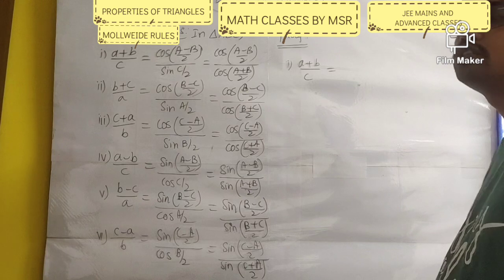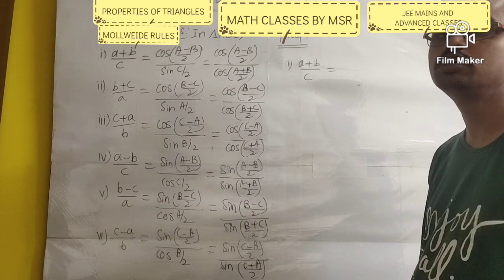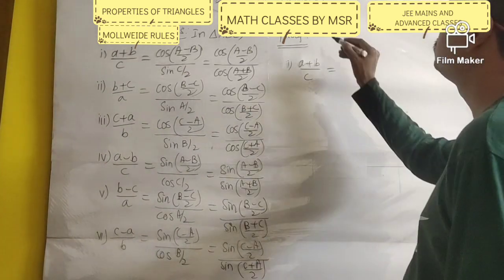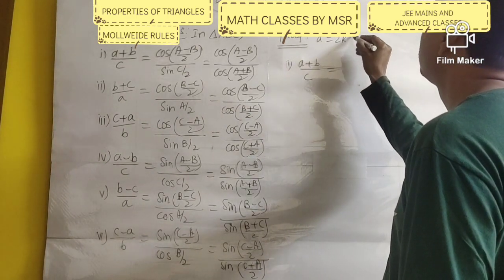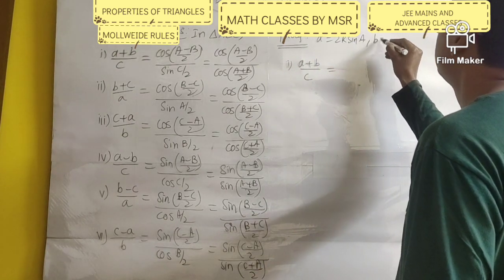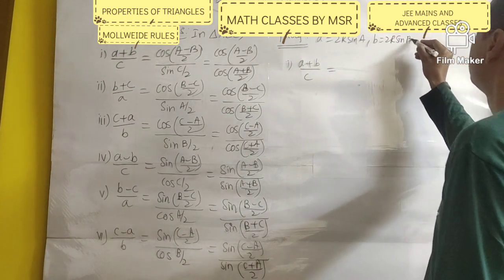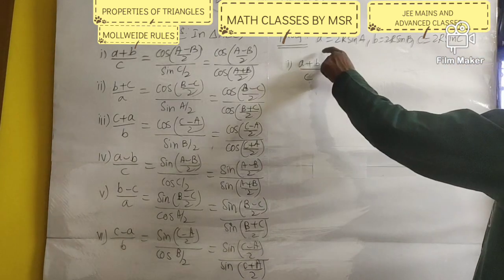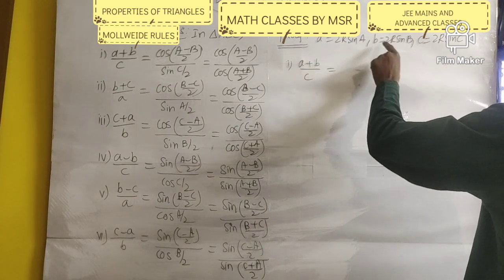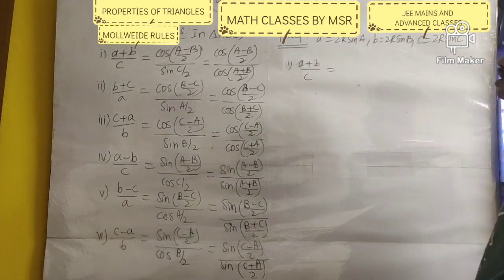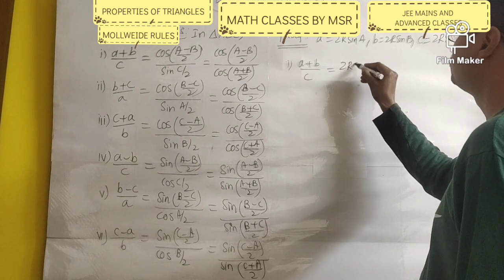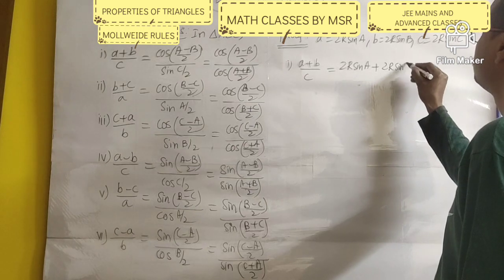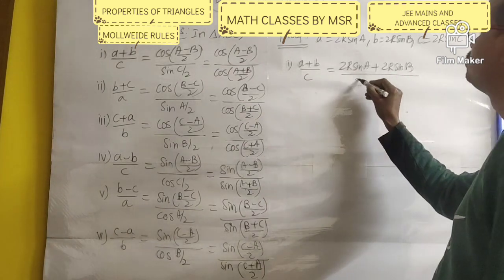Earlier we discussed the sine rule. What is the sine rule? a by sin a equals b by sin b equals c by sin c, which is equal to 2r. From there, I can write a is equal to 2r sin a, b is equal to 2r sin b, and c is equal to 2r sin c. I can replace a, b, c values with 2r sin a, 2r sin b, 2r sin c in this. So in place of a, 2r sin a, in place of b, 2r sin b, in place of c, 2r sin c.